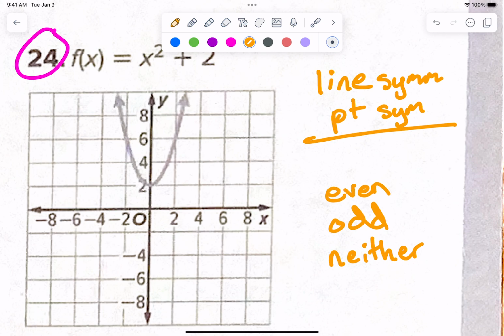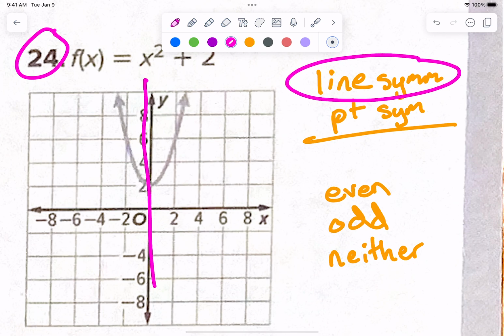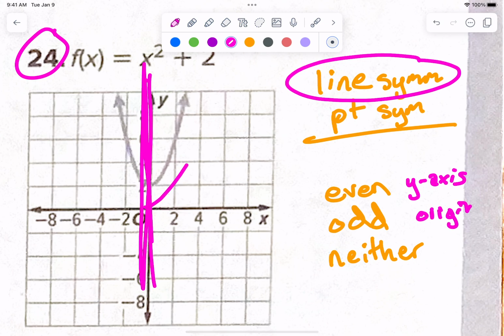All right, does he have line or point symmetry? He has a line straight up and down, right? Like this, okay? He is even if he is symmetric with respect to the y-axis. So the y-axis is this line, and he's folded in half. He has odd symmetry if he's symmetric with respect to the origin. So like here and here, that's origin symmetry, or odd. He's neither if he's neither.